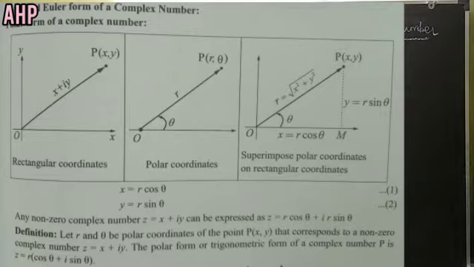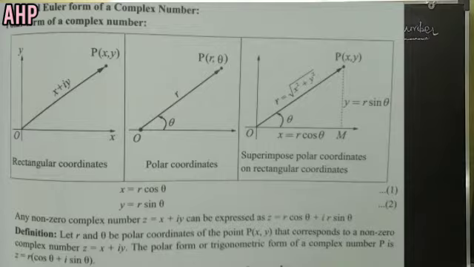The polar coordinate system consists of a fixed point O called the pole and the horizontal line emerging from the pole called the initial line, that is the polar axis. If r is the distance from the pole to a point P and theta is the angle of inclination measured from the initial line in the counterclockwise direction to the line OP, then the ordered pair r comma theta is called the polar coordinates of P.